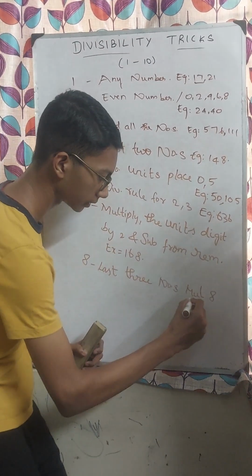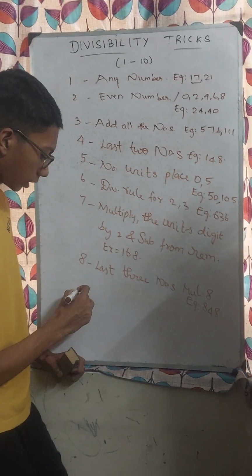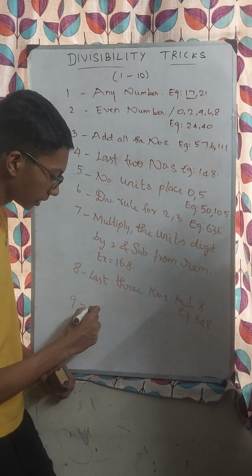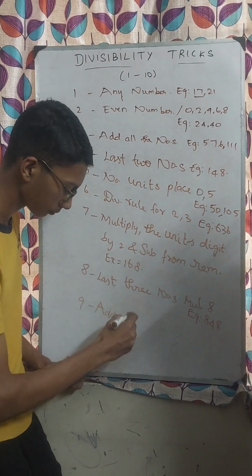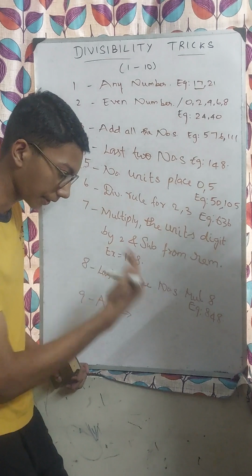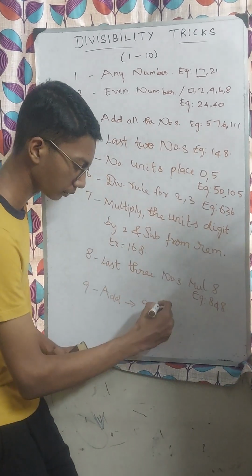So we can write an example, 848. So the thing about the number 9 is, this is very similar to the number 3. Just add all the numbers. If the sum gives a multiple of 9, the number is divisible by 9. That's the easy thing with 9.